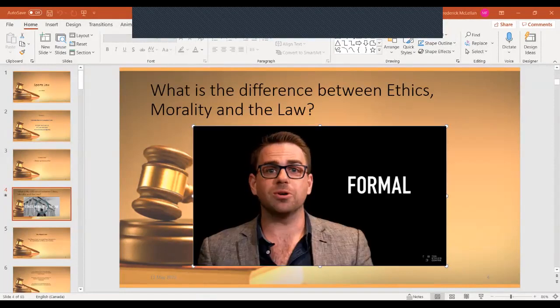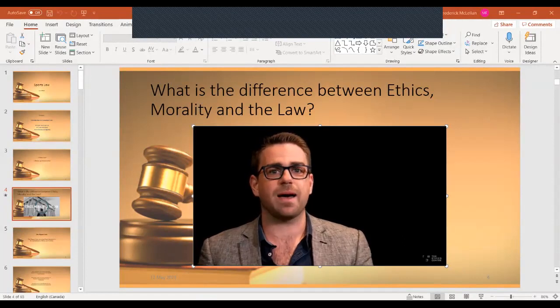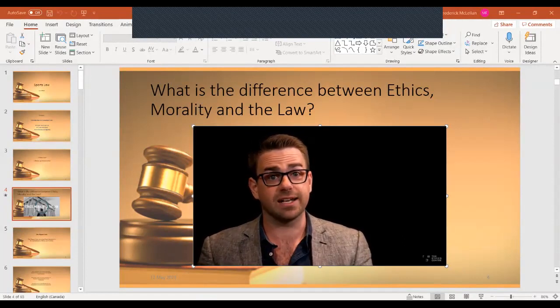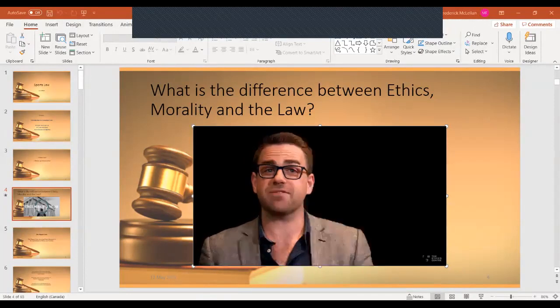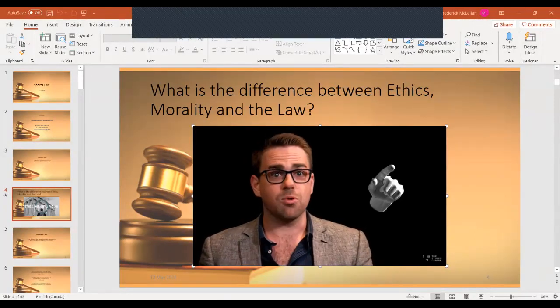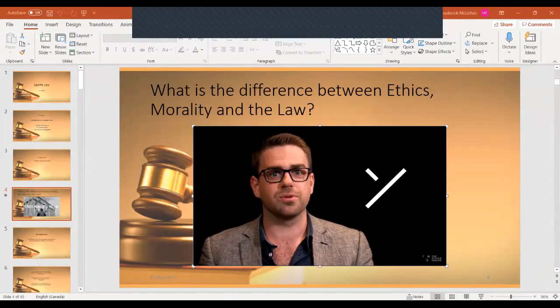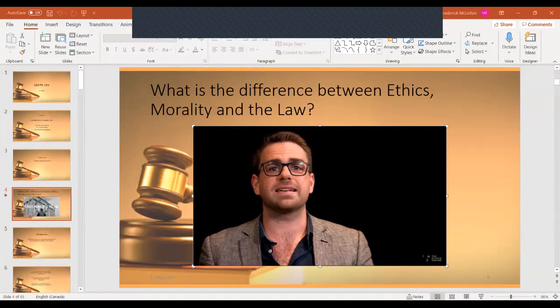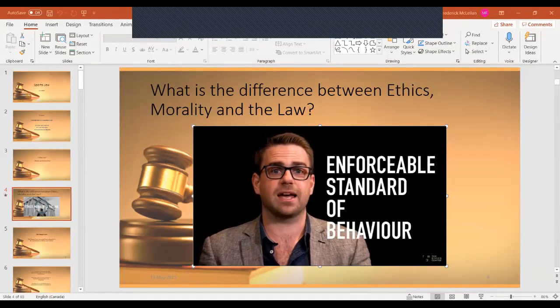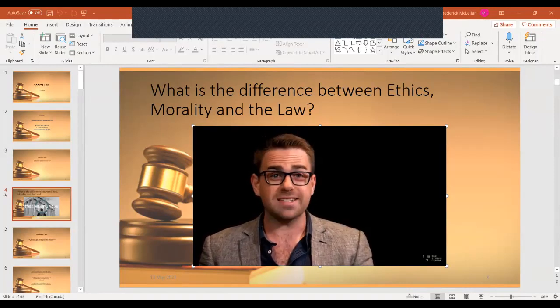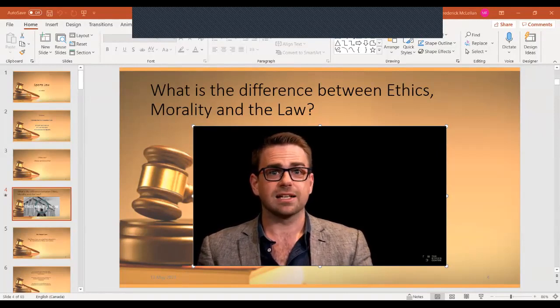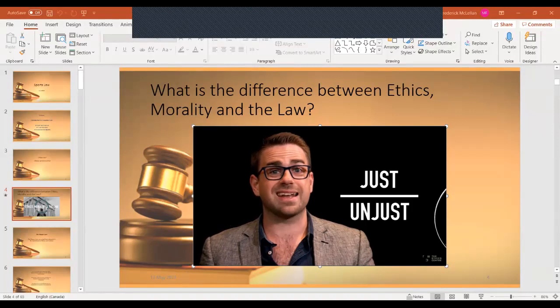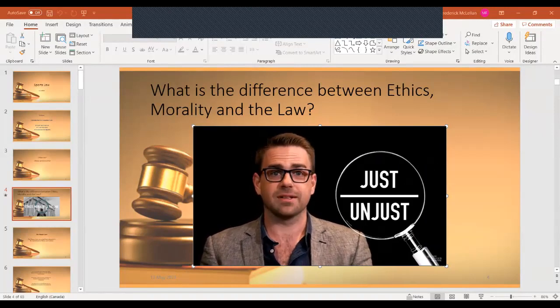Laws are formal rules that govern how we behave as members of a society. They specify what we must do, and more frequently, what we must not do. They're upheld and applied by the state and the court system, and their role is to create a basic, enforceable standard of behaviour. But the law has a much narrower focus than either morality or ethics.